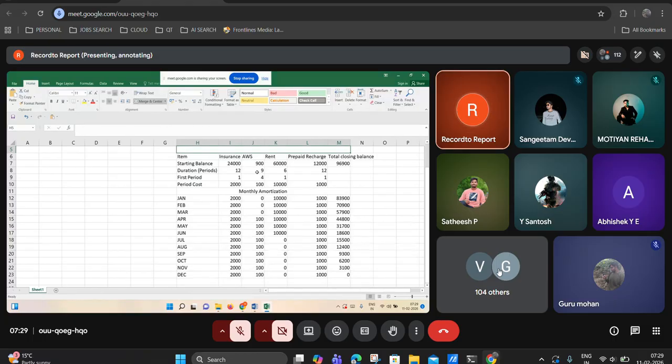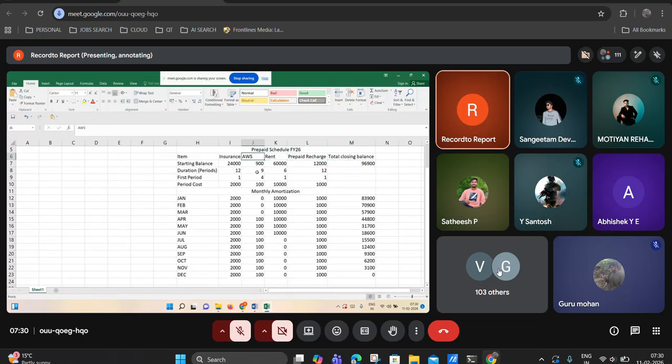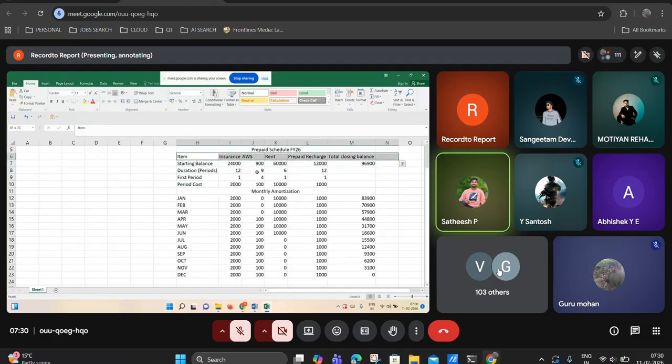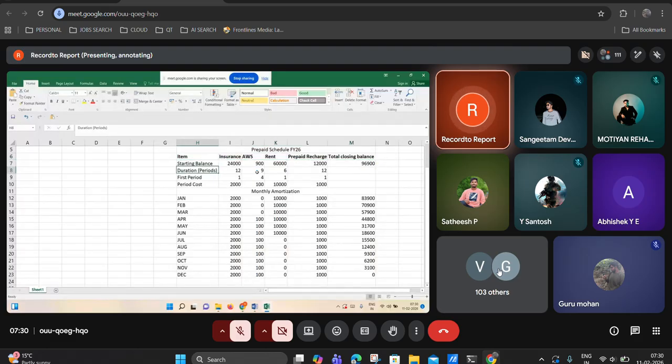So here is the prepaid schedule for FY 26. All these prepayments are made in the month of December 25. See how the companies maintain the prepaid schedule.